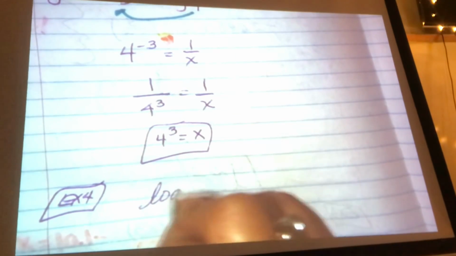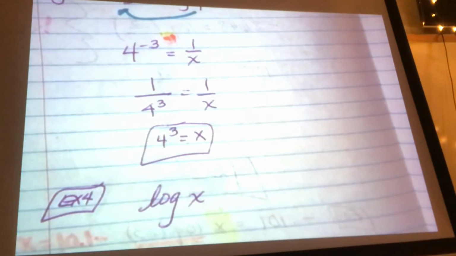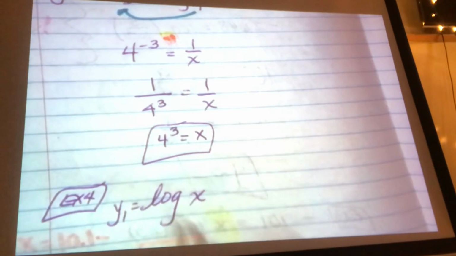All right, example 4, we're going to continue on with graphing. And I need everybody to graph log base x on their calculators, please. Put that in Y1 and graph it.